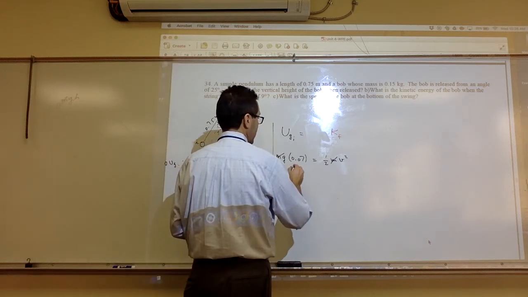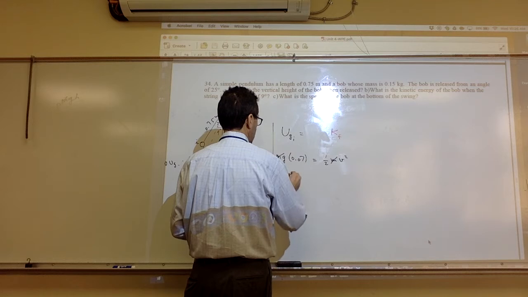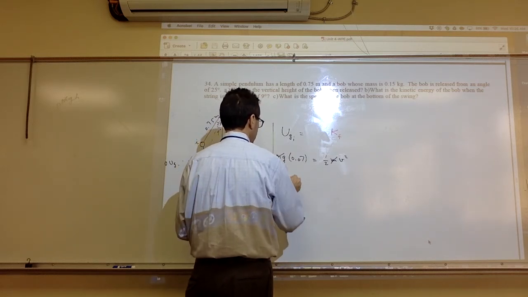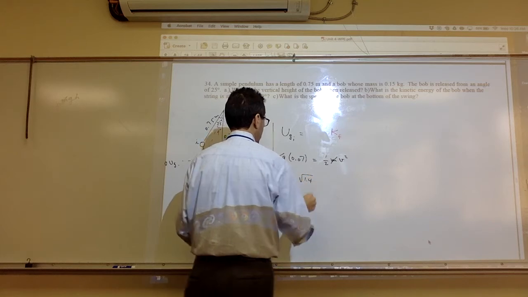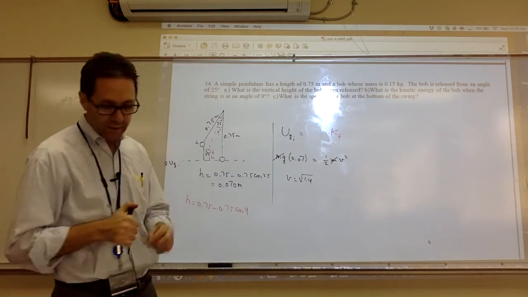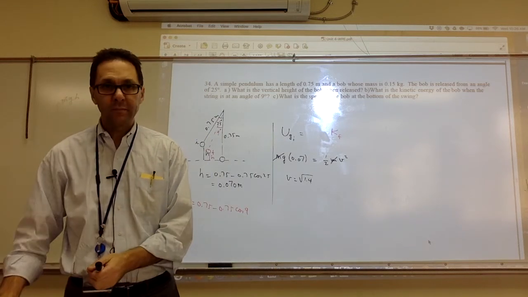All right. So this is going to be 0.7 times 2, so what is that? 1.4. So v is radical 1.4 meters per second, which is 1.18 meters per second.